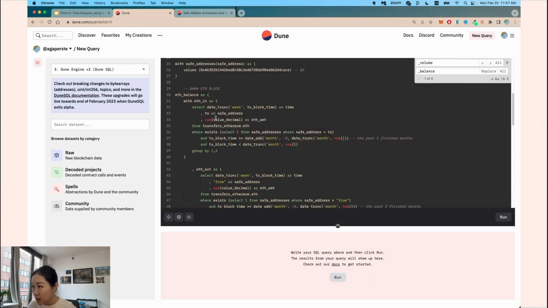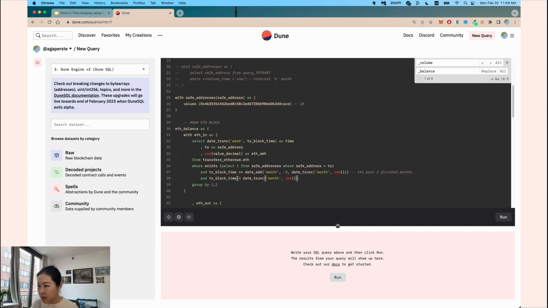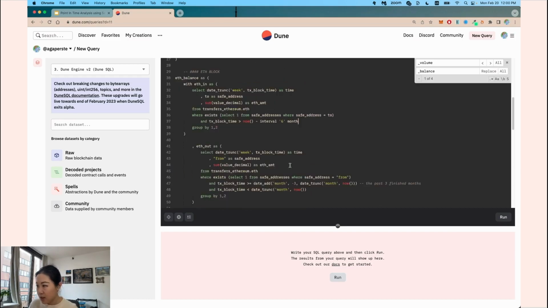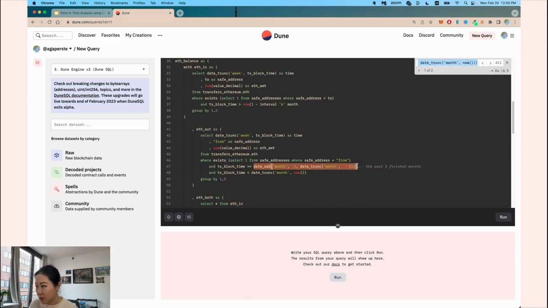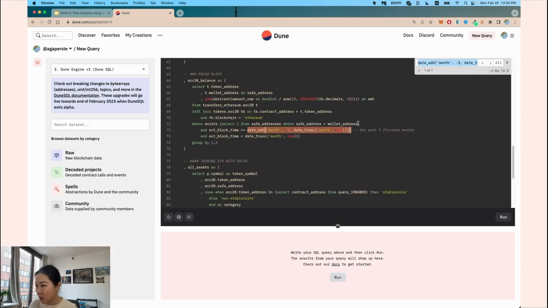ETH in is the same, ETH in would be a positive sum up. Here we need to transform this a little bit more. We care about transfers in the entire history, and we also know that the earliest time it could have happened was 6 months ago, because that's what we're grabbing. We're grabbing all the safes that were created from 6 months ago, so we could just say that. So greater than, okay, and anytime we have this, we are going to replace it with that. So I'm just going to search for it and replace it.